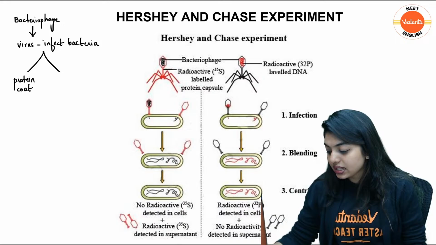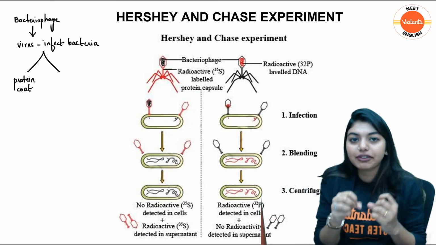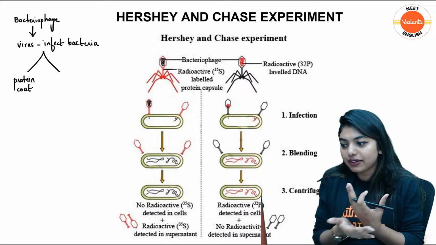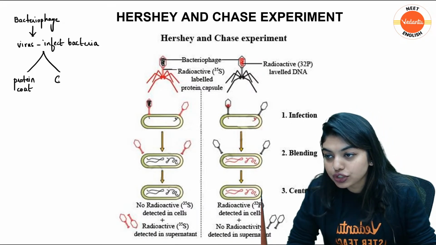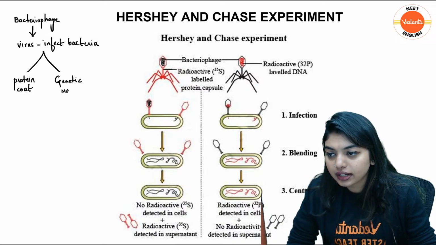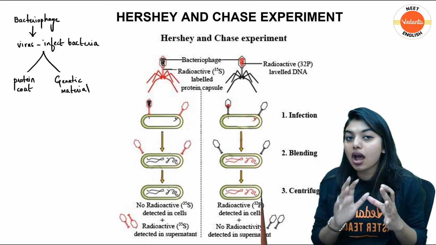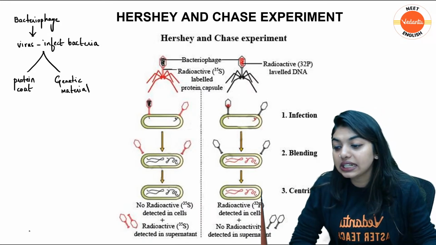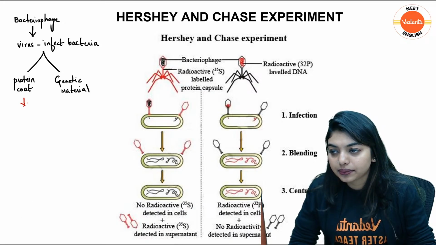So students, is this clear? What is happening? This bacteriophage, that is the virus that infects bacteria, has two parts: the protein coat and the genetic material. Yes or no? Now this protein coat and genetic material are going to be radioactively labeled. That means we are going to radioactively label this.